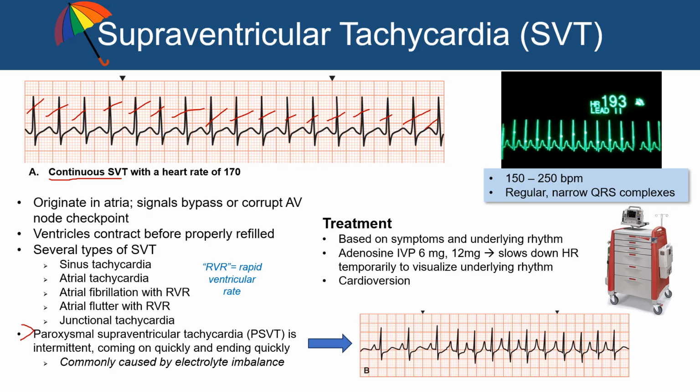So the treatment. So this is going to be based on symptoms and underlying rhythm. So we can give medication like adenosine IV push. Okay, so the algorithm says that we give 6 milligrams for the adenosine, and then the following dose is going to be 12. So the purpose of adenosine is to slow down the heart rate temporarily so that we can see what the underlying rhythm is. And an example of an underlying rhythm, it could actually be A-fib hiding in there. We just can't see it because it's so fast. So that is going to determine how we treat this rhythm.